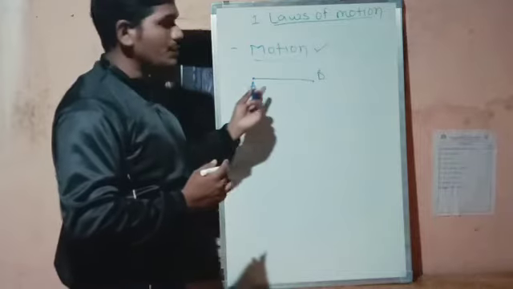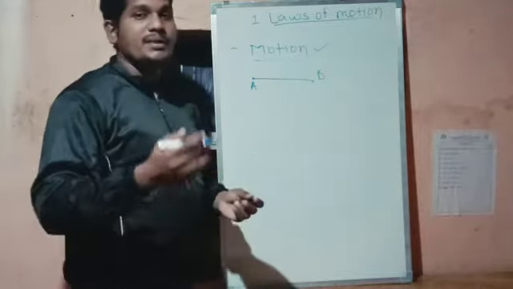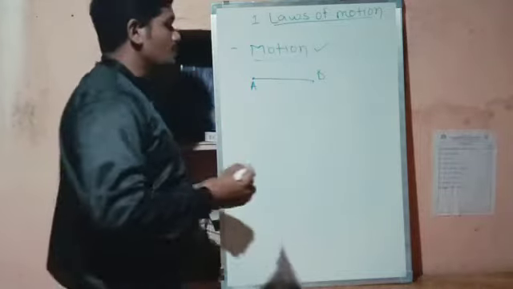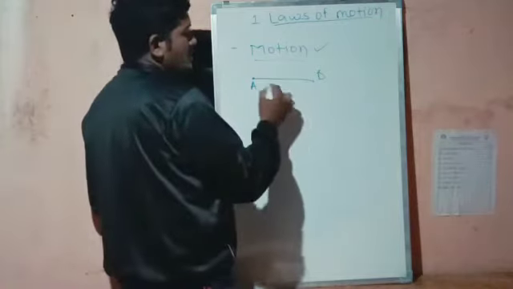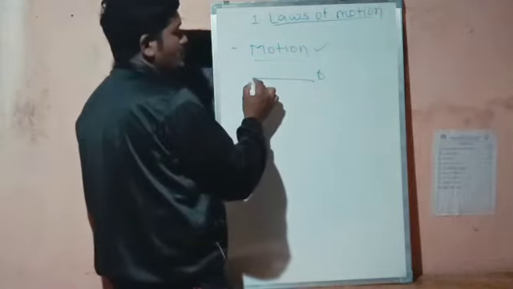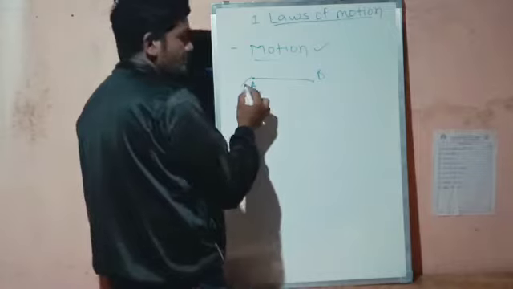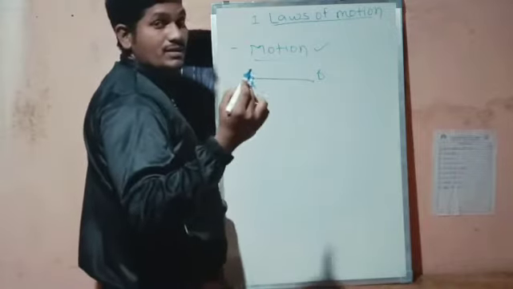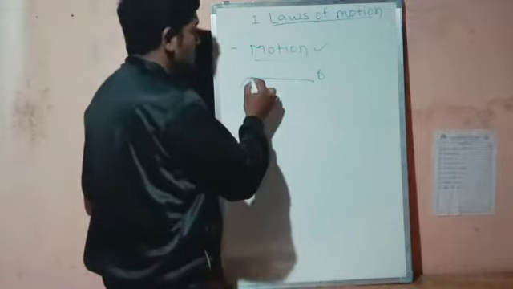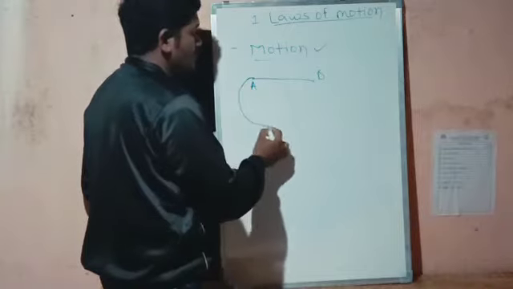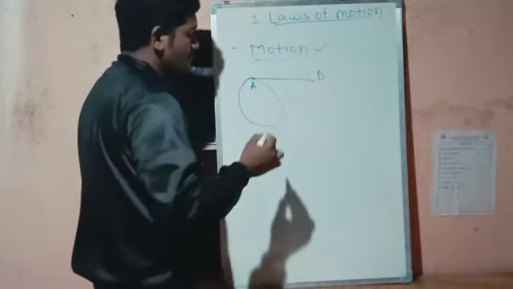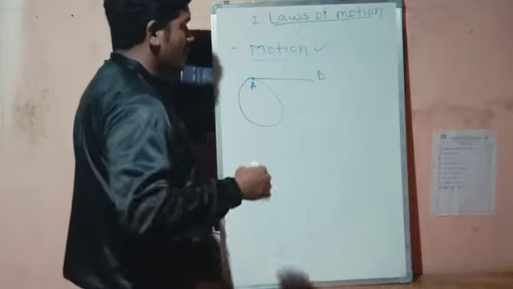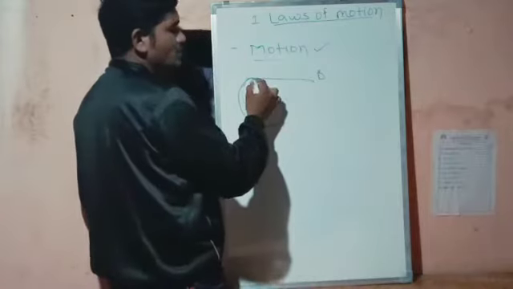Now this motion may be in a straight line, or it may be circular. Suppose the same point, you are here and you are just walking over this circular path, and again you come to the same point.